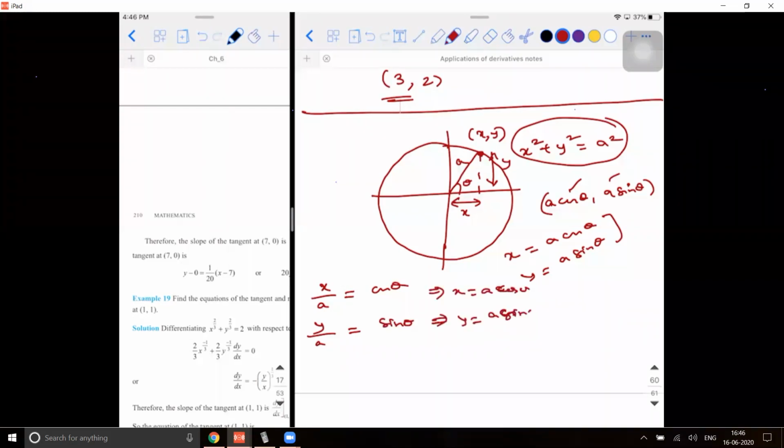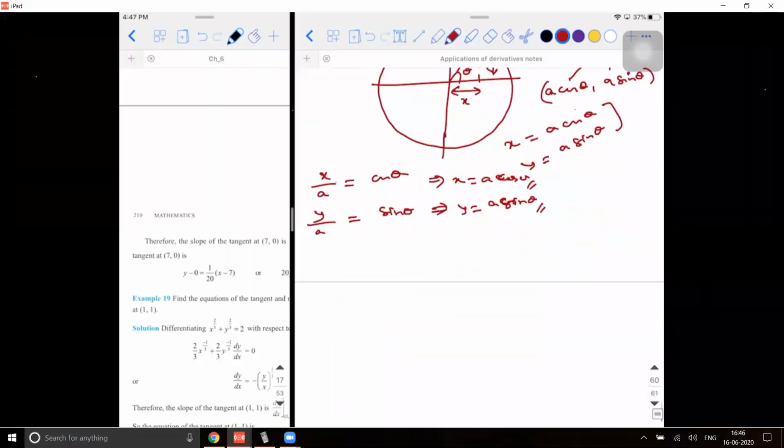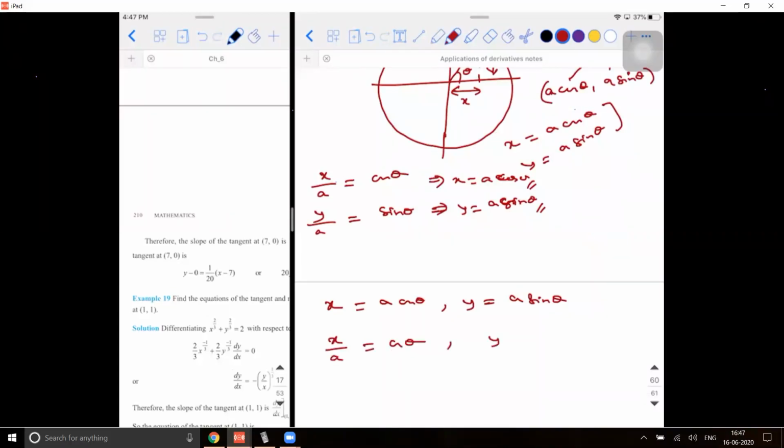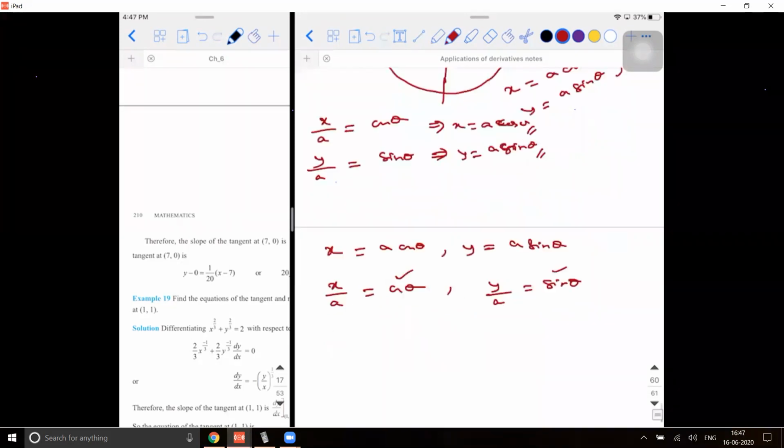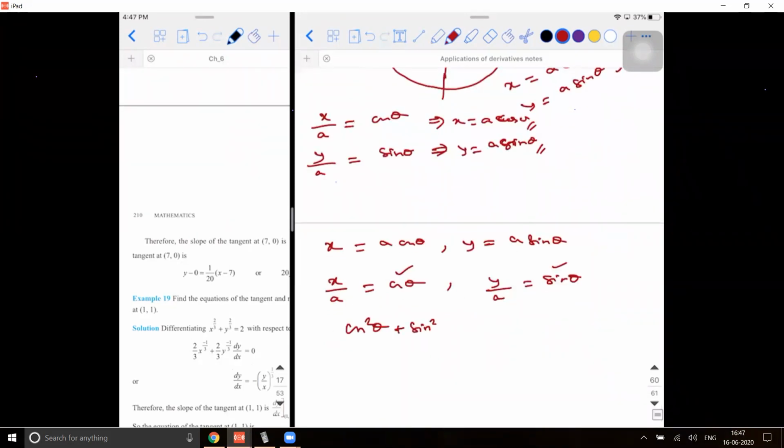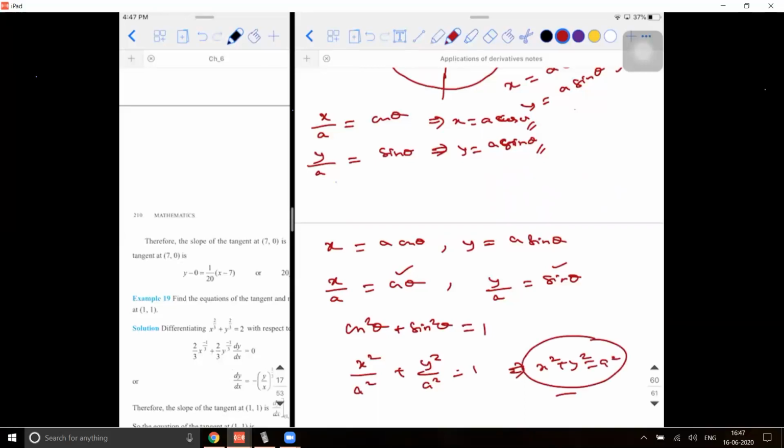Since you are writing in terms of one parameter, these are also called the parametric coordinates. Now I will do the reverse process. If they give you x is equal to a cos theta, y is equal to a sin theta, then I can write x by a as cos theta and y by a as sin theta. So if I ask you to eliminate theta, what will you do? The only way to eliminate theta is cos square theta plus sin square theta is equal to 1. So x square by a square plus y square by a square is equal to 1. What do you get? When you eliminate theta, you get the equation of a circle. They both are interrelated. That's what I'm trying to say.